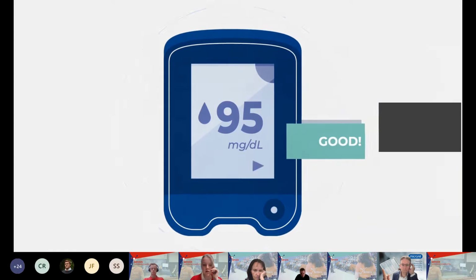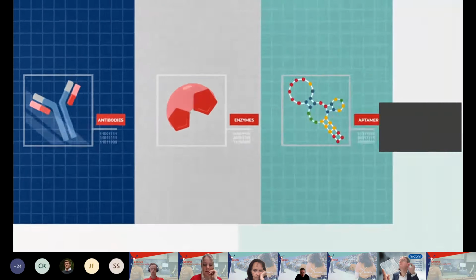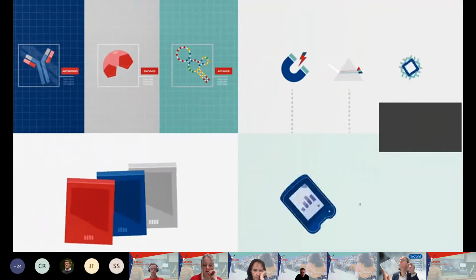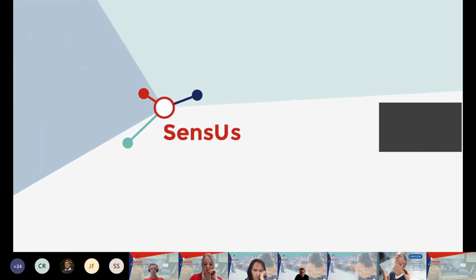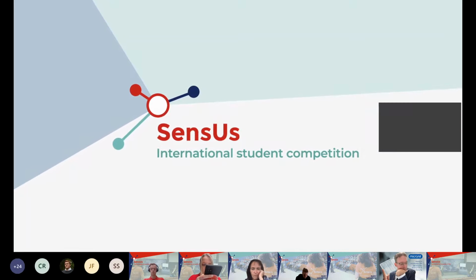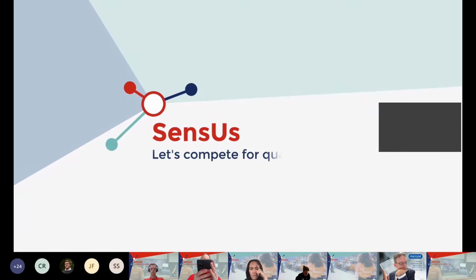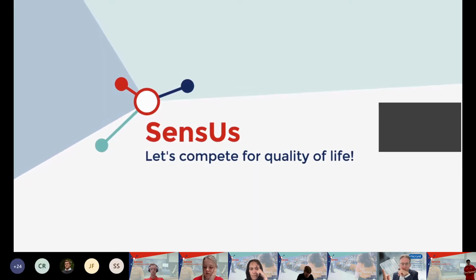There are many diseases and many biomarkers, each having different measurement requirements. Also, there are many technological ways how a biosensor can be designed. That's why SensUs was founded, the annual international student competition on sensors for health. The SensUs community accelerates the development of new biosensors for a better quality of life.